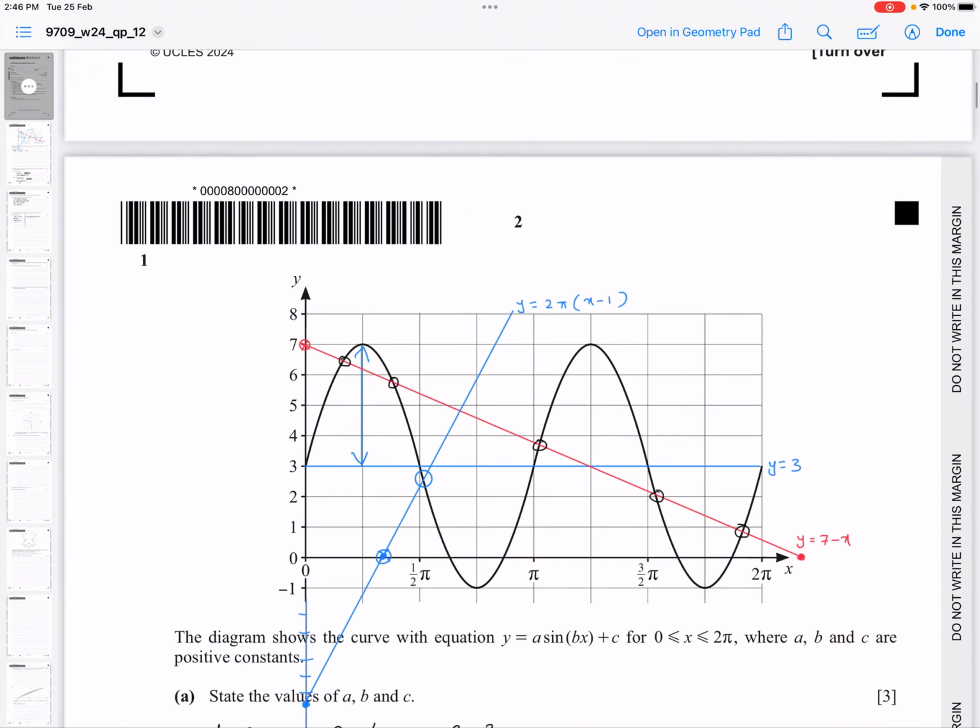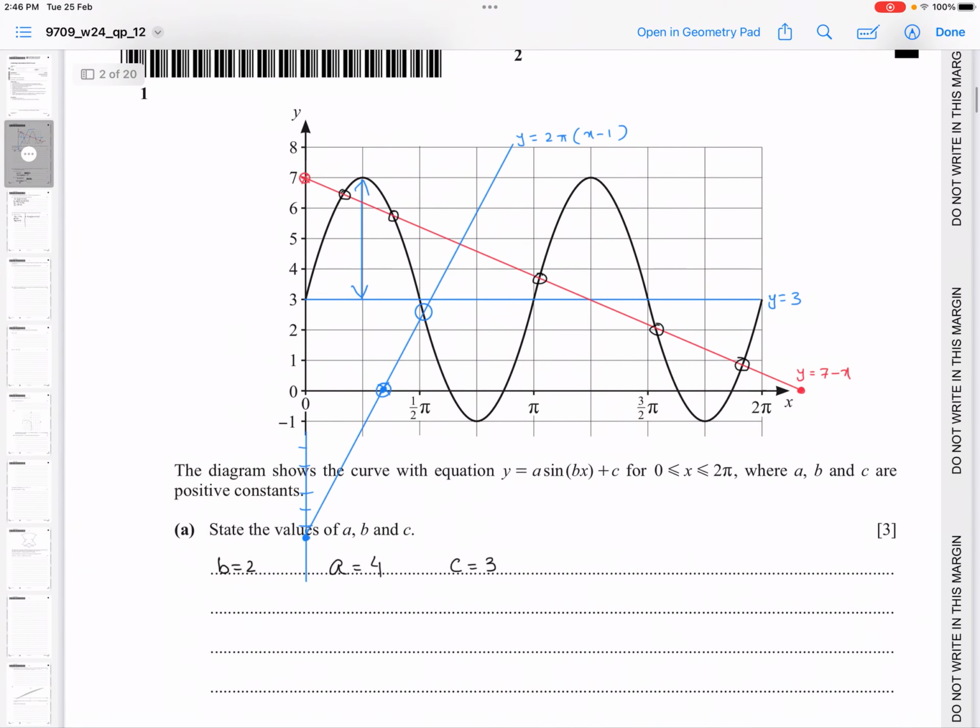So our first question is, the diagram shows a curve with equation y equals a sin(bx) plus c for x between 0 and 2 pi, where a, b and c are positive constants. In part A, it says state the values of a, b and c.